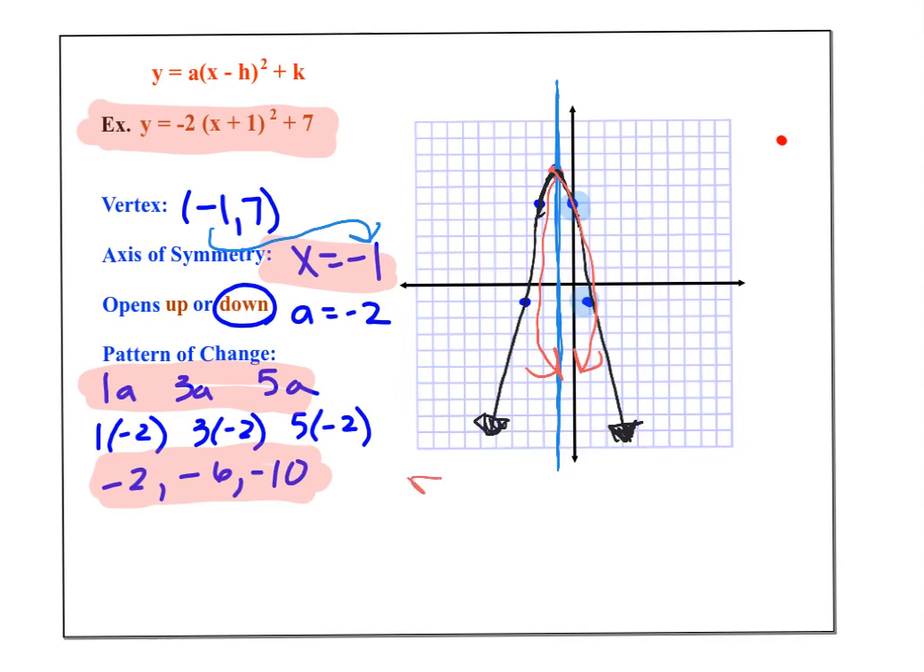The domain is negative infinity to positive infinity. From left to right, it will go on forever. So there's a quick review on vertex form.